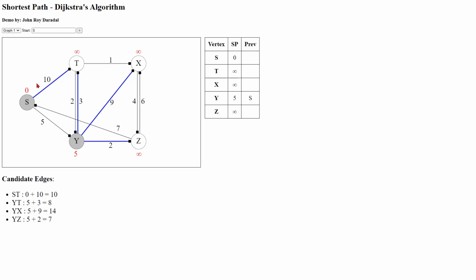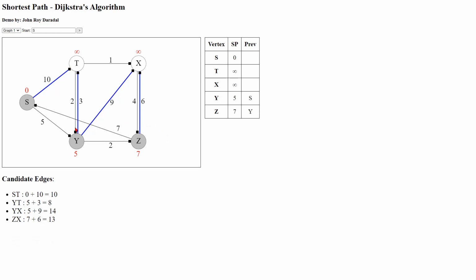So which one would be the minimum? Is it 0 plus 10, 5 plus 3, 5 plus 9, or 5 plus 2? So the minimum is YZ with 5 plus 2. It's 7, right? So will we relax this one? So 7, is it better than infinity? Yes, it is. So we will relax this edge and make Z equal to 7, and then previous with Y, which is here. After that, we have a new set of candidate edges.